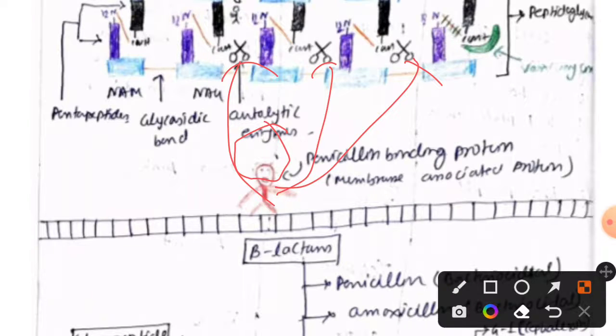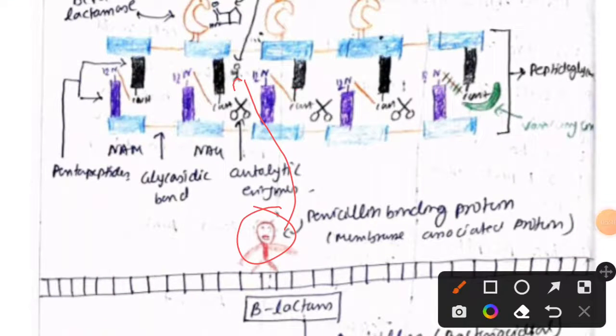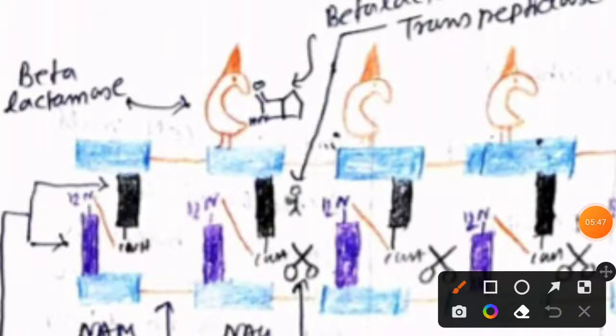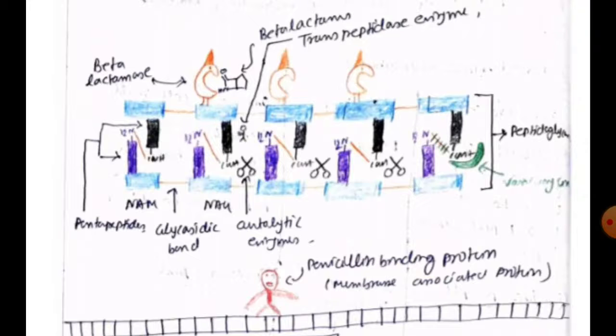The second mechanism is, upon binding with penicillin binding protein, penicillin acts on the transpeptidase enzyme. What is the function of the transpeptidase enzyme? It has the ability to cross-link those pentapeptides, which is why they are so well arranged. If the penicillin binding protein inhibits the transpeptidase enzyme, the cross-linking will be inhibited, which ultimately destroys the cell wall.